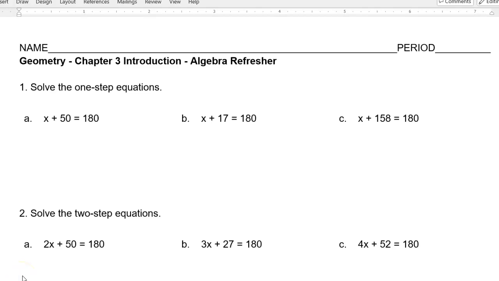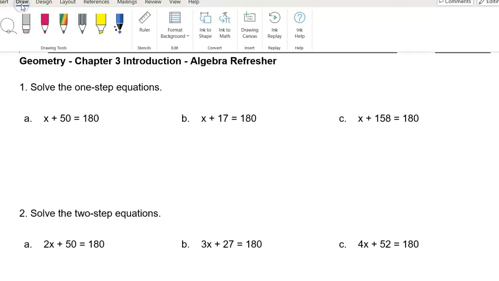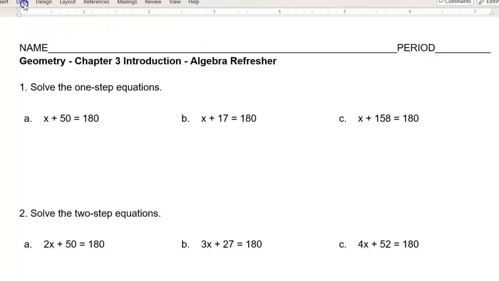This is Geometry, Chapter 3 Introduction, Algebra Refresher Worksheet. I am going to be working through some of these questions. The idea here is that you can pause, try it yourself, and then hit play to see how you did. I'm going to go through each question kind of slowly, but hopefully this is stuff that we already know or remember from our previous algebra coursework.